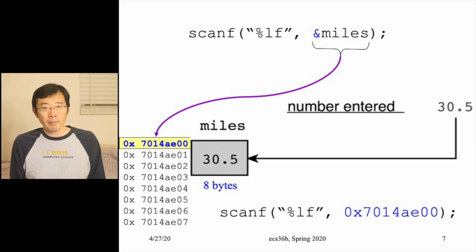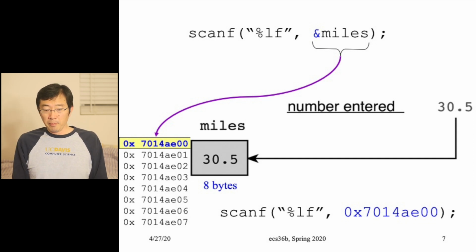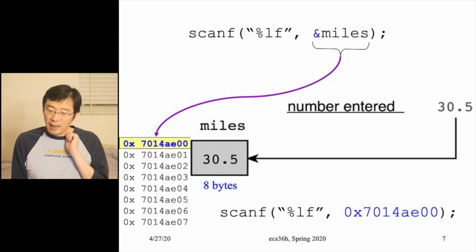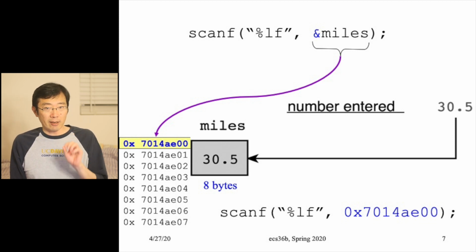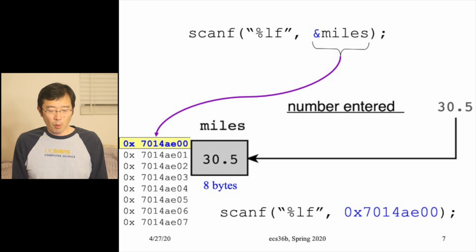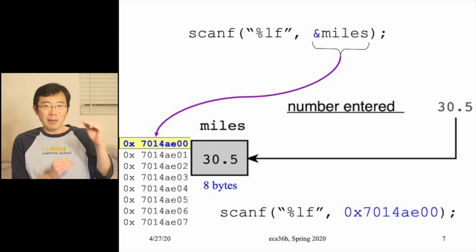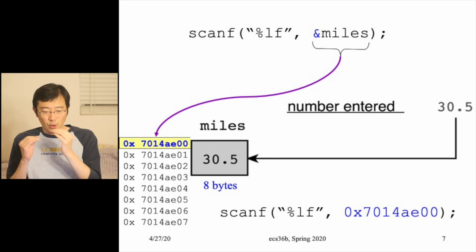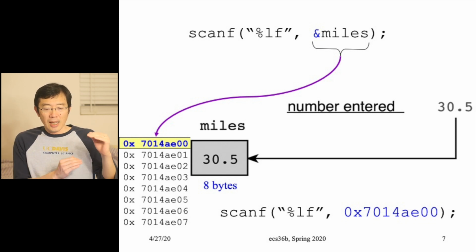It can store a double, but I further tell you what exactly is the memory address of those 8 bytes. So, for example, in this example, miles actually store in this 8 bytes starting with 7014 AE00. That's the address of the first byte. And from this first byte to the next until 7014 AE07, those 8 bytes together are allocated to store this double.